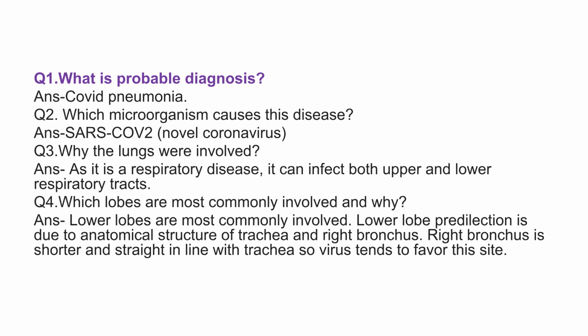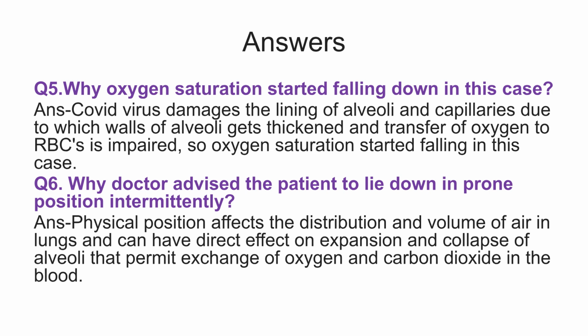The probable diagnosis is COVID pneumonia, caused by SARS-CoV-2. Lungs are involved because it's a respiratory disease. Lower lobes are most commonly involved due to the right bronchus being shorter and straighter. Oxygen saturation fell because the virus damages the alveoli and capillaries, thickening the walls and impairing oxygen transfer. Prone positioning was advised as it affects air distribution and volume in the lungs, aiding oxygen exchange.